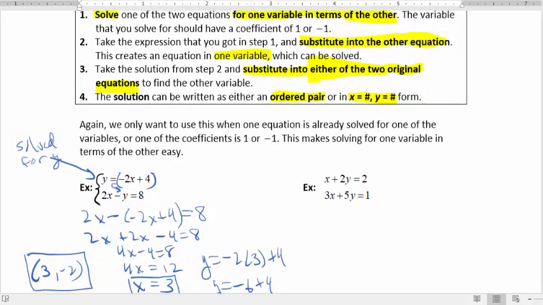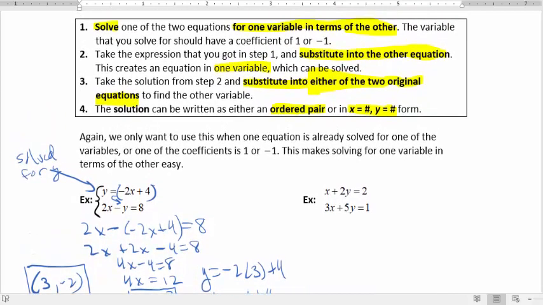So now we'll look at another one here. Now this other one, step 1 is not completely finished, right? So what do you have? You have x plus 2y equals 2, and you have 3x plus 5y equals 1.